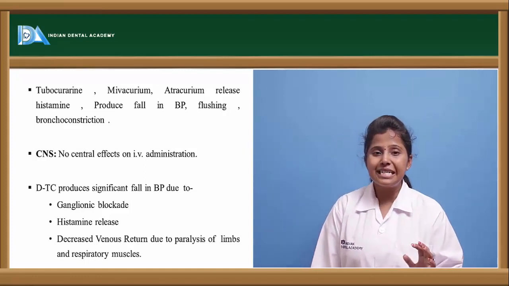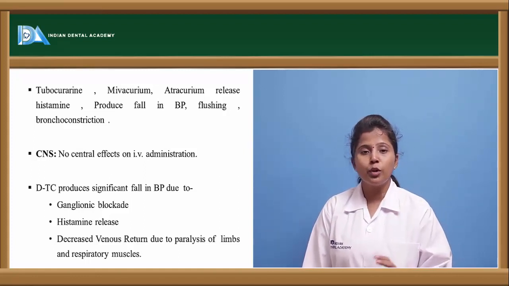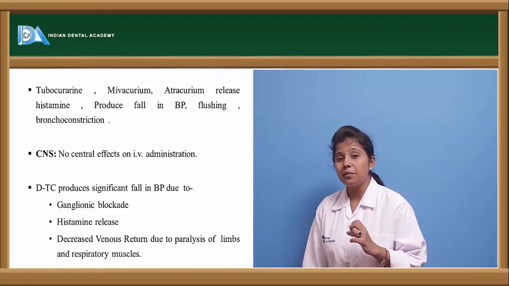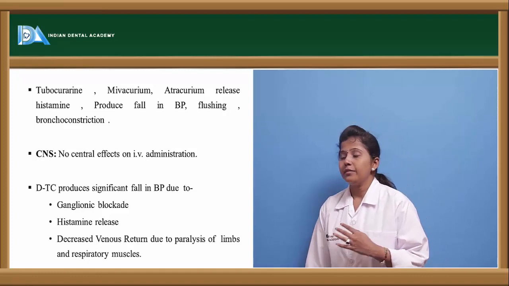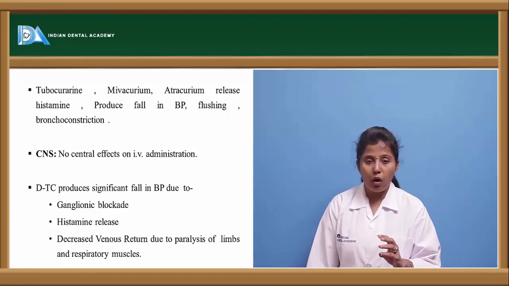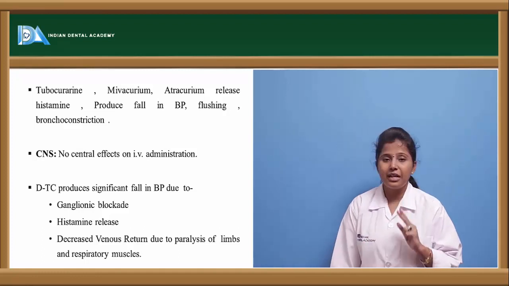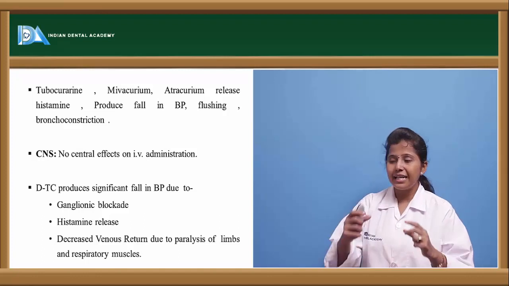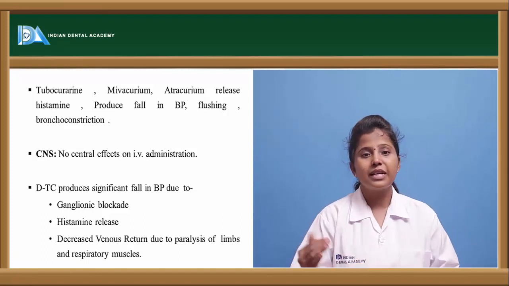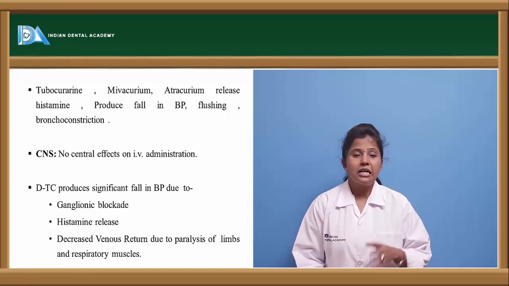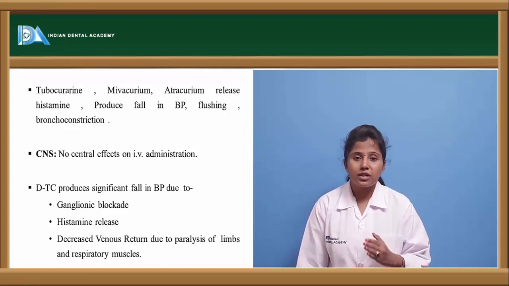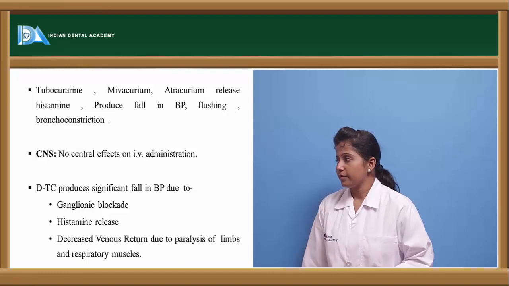So this DTC, D-tubocurarine, is reducing blood pressure by some mechanism. So what is the mechanism? If there is any ganglionic blockade, if there is any histamine release, or else if there is any decreased venous return, or else we can say the venous supply is decreased. In all these conditions, tubocurarine will cause a fall in blood pressure.